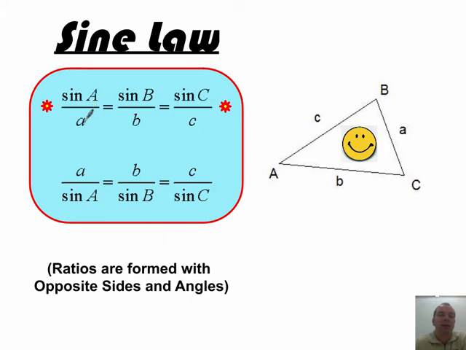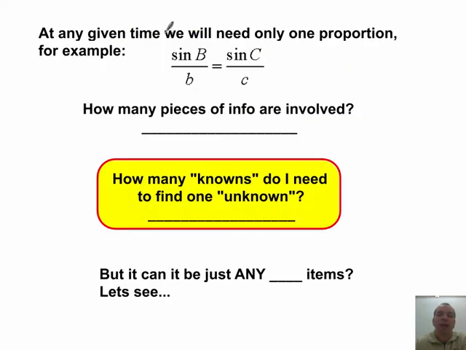And these are ratios that are formed with opposite side and angles. Remember, sine A is across from side A. So angle A is across from side A. Angle B is across from side B. And angle C is across from side C. So anytime we will need only one proportion. For example, sine B over B equals sine C over C, not the three of them.